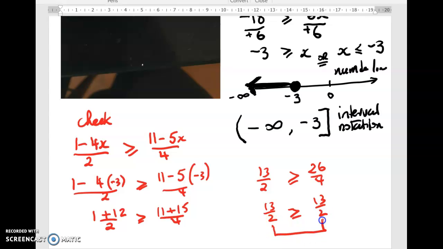And because both sides are the same, it's proof that that is the correct answer.